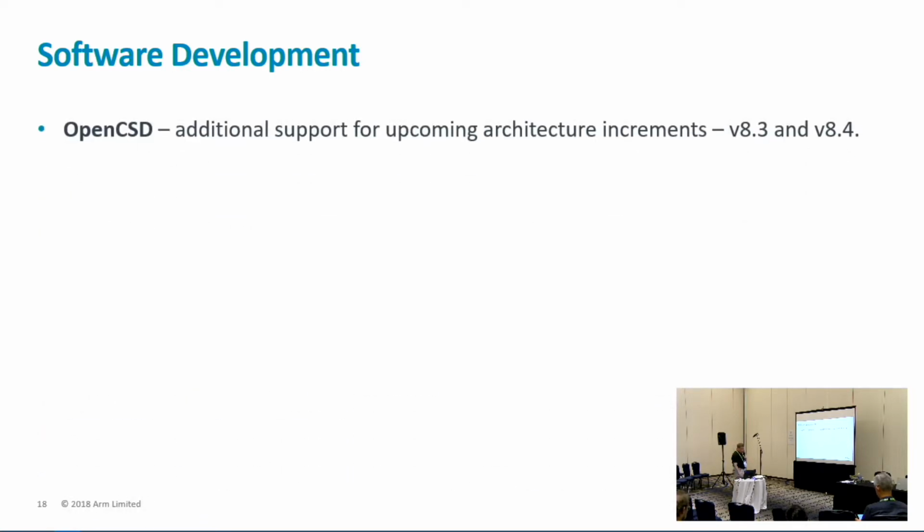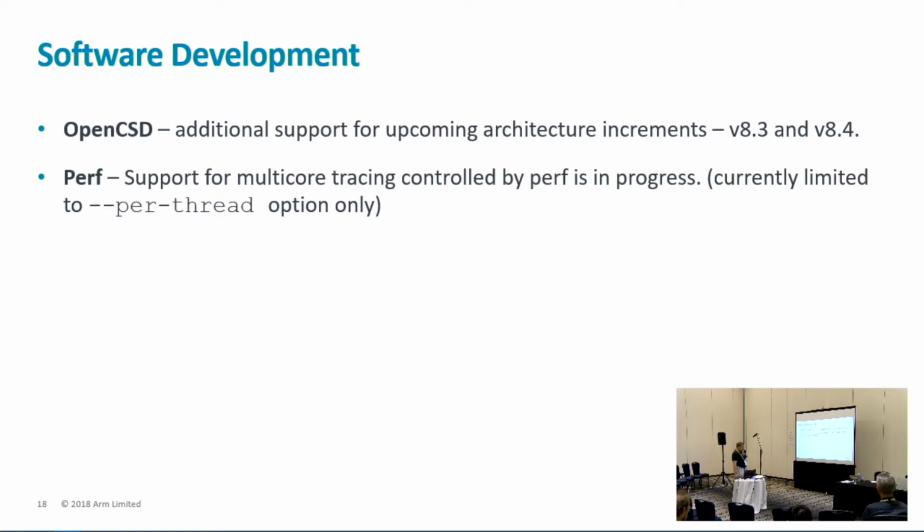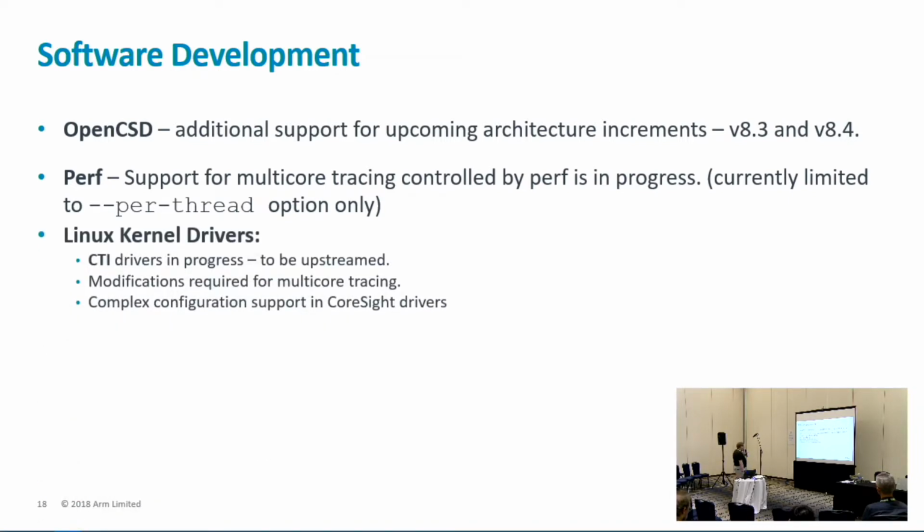So I'm just going to talk now a little bit about what we plan to do over the next 6 months, year or so. OpenCSD will need additional support for the upcoming architectures. I could possibly add 8.5 there as well, since we're now talking about it. Perf is currently being updated so that we support multi-core tracing. As I mentioned earlier, at present you can only do it per thread, which is a single core at once. The CTI drivers are in progress and will be upstreamed shortly, I hope. Need to see some more testing yet. There will be some modifications for multi-core, and there is the complex configuration support I mentioned earlier.